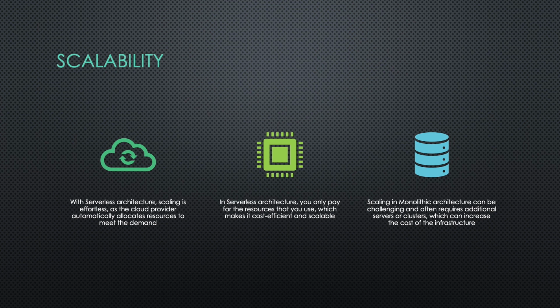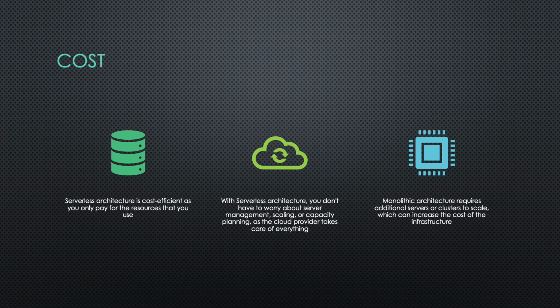the infrastructure. Cost. Cost is another critical factor when it comes to choosing an architecture. Serverless architecture is cost-efficient as you only pay for the resources that you use. With serverless architecture, you don't have to worry about server management, scaling, or capacity planning, as the cloud provider takes care of everything. On the other hand, monolithic architecture can be expensive as it requires manual scaling and capacity planning. Monolithic architecture requires additional servers or clusters to scale, which can increase the cost of the infrastructure.